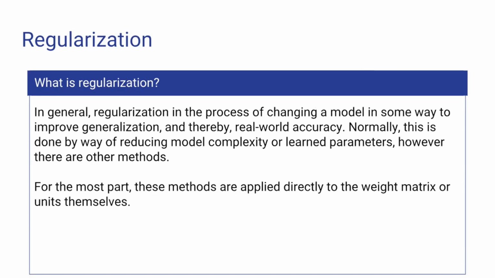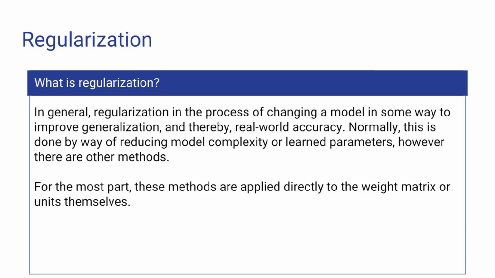And one of the last topics we will cover is regularization. So what is regularization? Regularization is a method by which we try to improve the generalization accuracy of a neural network or model in general. This can be done in a few different ways. Mostly, we are going to either apply them directly to the weight matrix or the actual units themselves in the context of dropout.